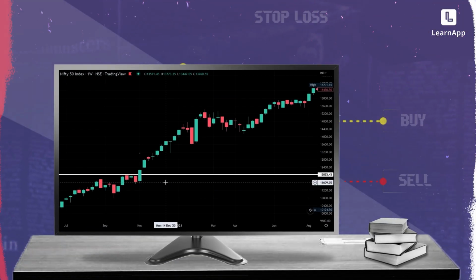Alright, so this way we will be able to trail our stop losses, protect our profits, and ride on long trends. Come, let's see this on the charts with various examples.